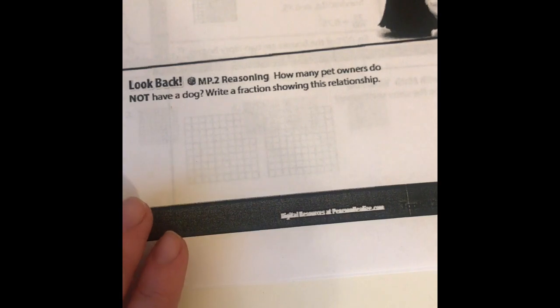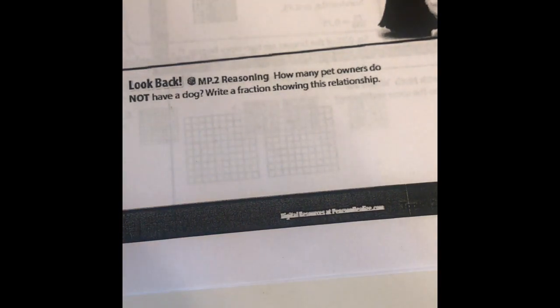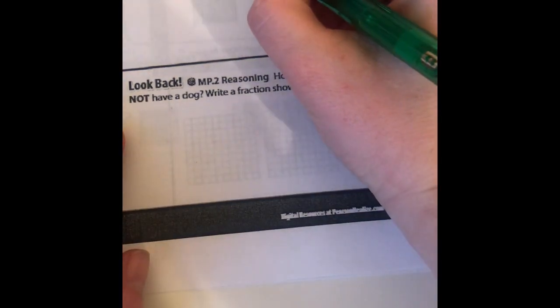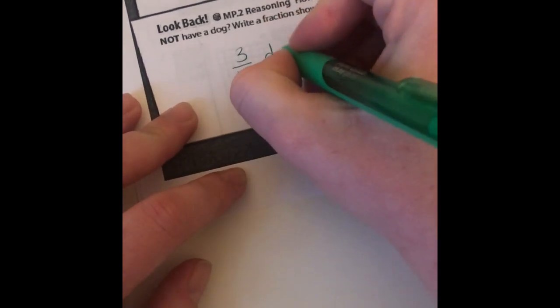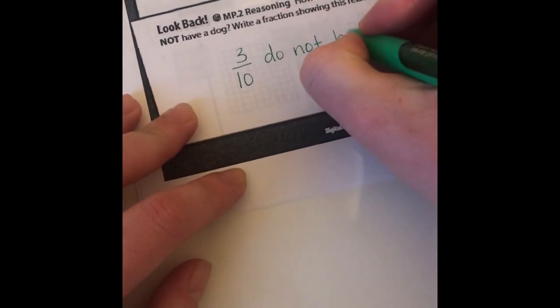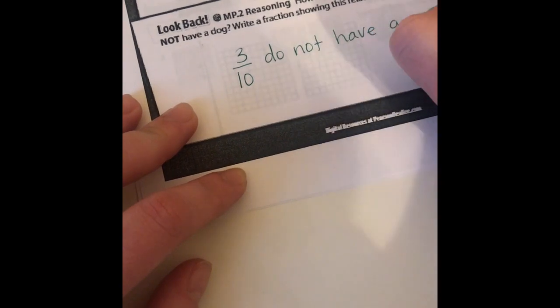Moving down to our look back. Math practice 2, reasoning. How many pet owners do not have a dog? Write a fraction showing this relationship. Well, looking at the picture, you can figure out how many tenths are left over. How many people don't have a dog would be 1, 2, 3. So 3/10 do not have a dog.